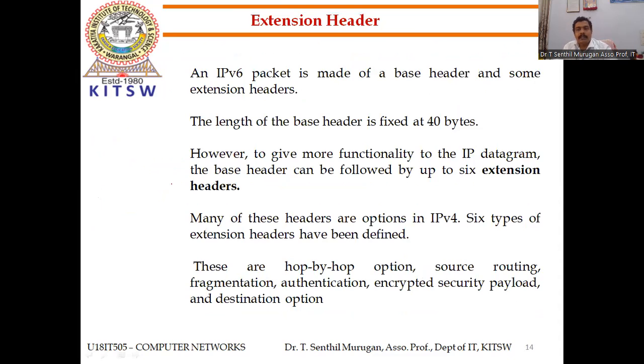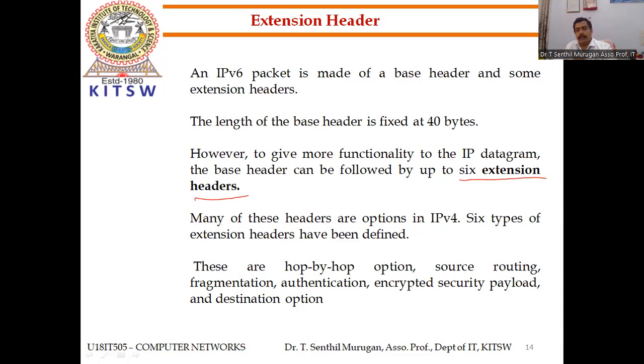The next one, extension header. We have already seen that. Why do we use an extension header? In case the datagram needs some extra information. The length of the base header is fixed at 40 bytes. So if you want the IP datagram to provide more information, extension headers will be there. It will allow up to 6 extension headers. It may be 1, 2 or 3, whatever it may be, as we already saw in the diagram.